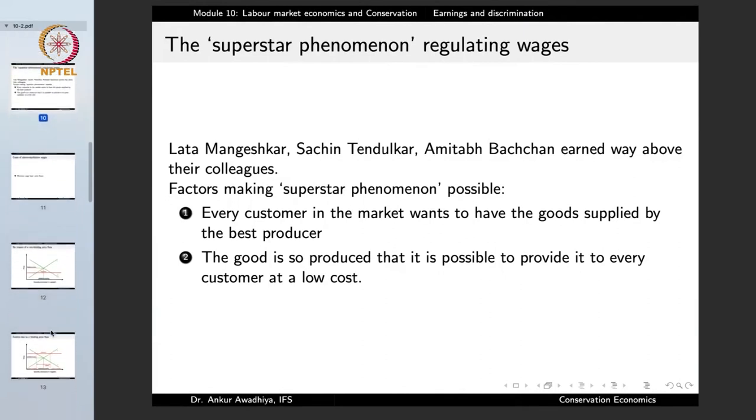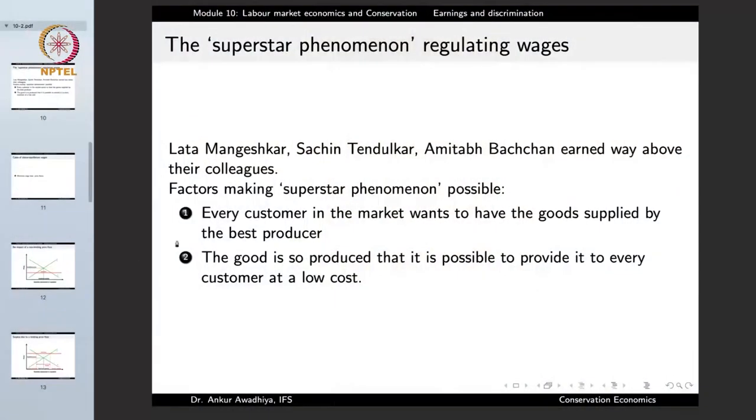Then we have the superstar phenomenon that regulates wages. People like Lata Mangeshkar or Sachin Tendulkar or Amitabh Bachchan earn way above their colleagues. So they are the superstars in the society. Lata Mangeshkar earned much more than other singers of the same time who were probably putting up the same amount of effort, but those singers were getting paid less, while Lata Mangeshkar was getting paid more. Sachin Tendulkar got much more income from playing cricket than another person who was probably putting up the same amount of effort.